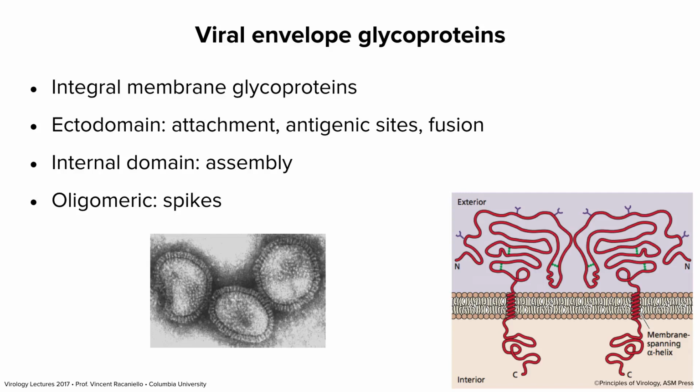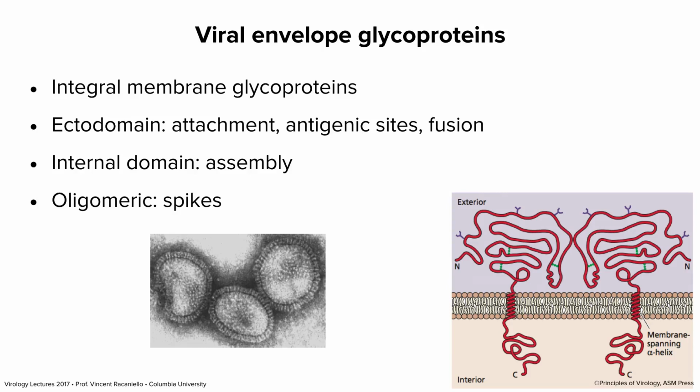The internal parts are typically involved in assembly of the virus particles. And as we'll see, the external domains are involved in attachment to cells. They're involved in exit from cells. And when you make antibodies against viruses, as you do with vaccines, often the antibodies are directed against these glycoproteins. Now, they are repeated many times on the virus membrane. They're oligomeric, which means they can be composed of multiple subunits, and they're repeated.